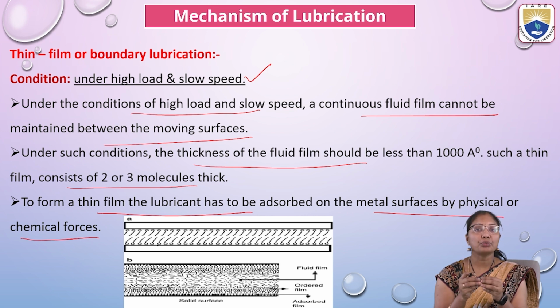In order to achieve that, we have to make a lubricant layer on the metal surface by the process of adsorption. It may be by chemical force or by physical force. So by means of physical or chemical force, we have to make a thin layer on the surface of a metal. Here we can see A and B. This is the solid surface. This is the fluid film. This is the adsorbed film. So a layer of film has to be formed by means of chemical or physical forces.